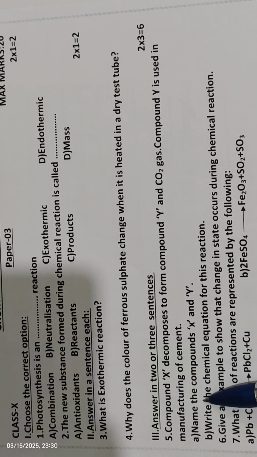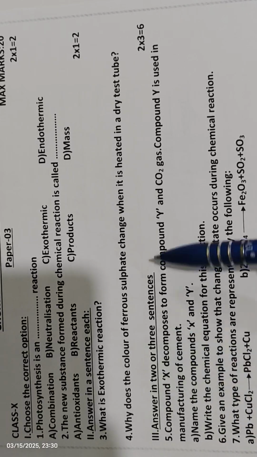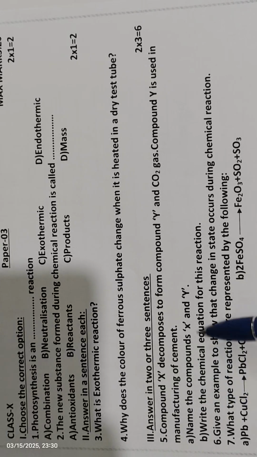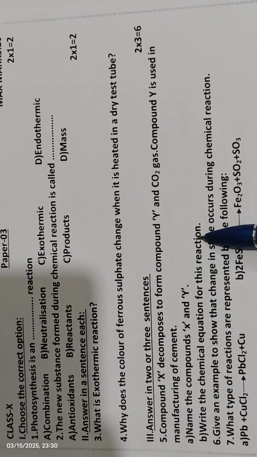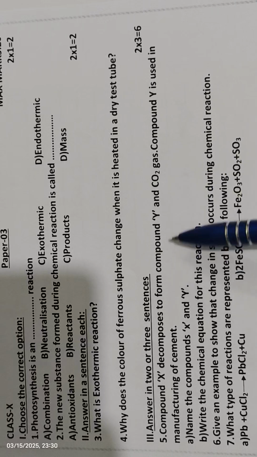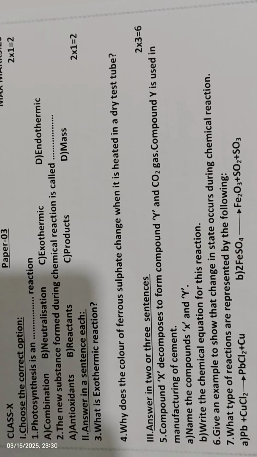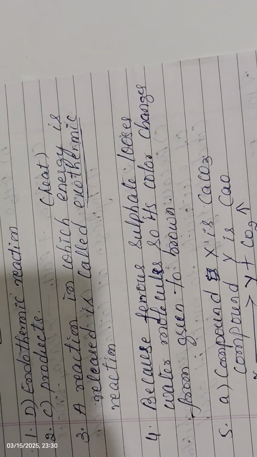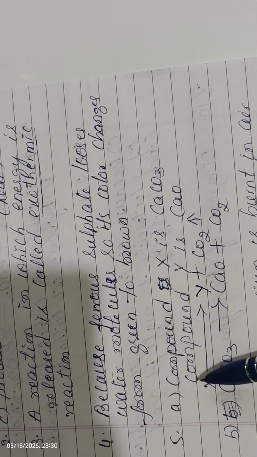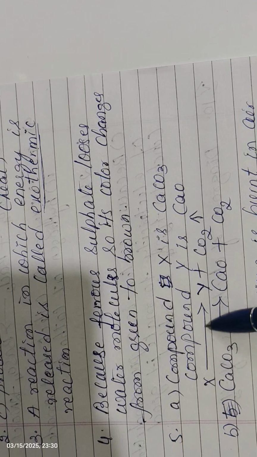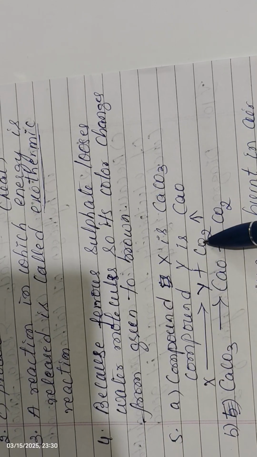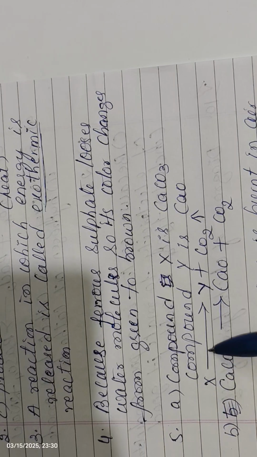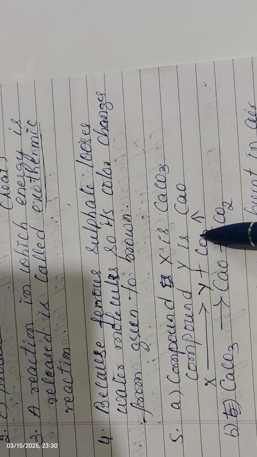What are the sub questions given? Name the compound X and Y. What is X and what is Y? You have to name them. Write the chemical equation for this reaction. You have to write the equation. We'll see what is X and what is Y with an equation. For that we can write a small equation like X forms Y plus CO2. So, compound X decomposes to form compound Y and CO2.